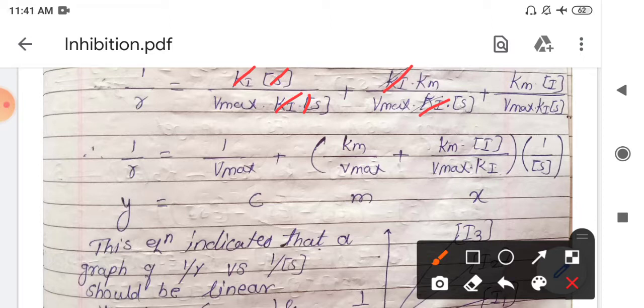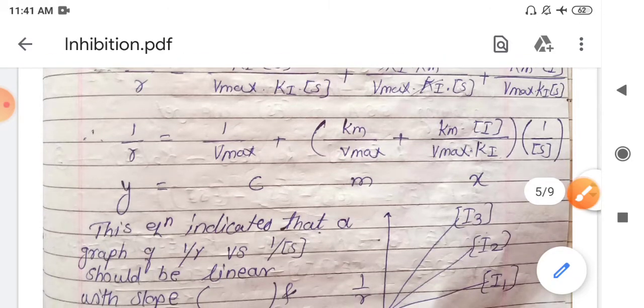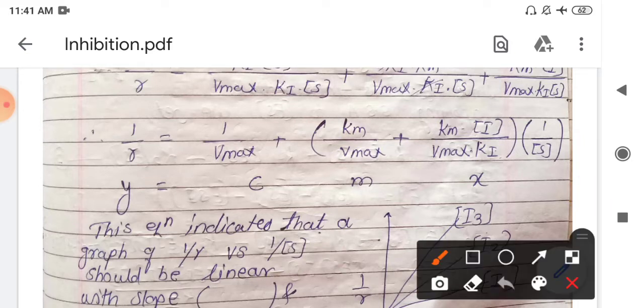So we are left with 1 upon Vmax, plus 1 upon S, which we have taken common, into Km upon Vmax plus Km upon Vmax into I upon Ki. So what was the standard equation of the double reciprocal plot, the Lineweaver-Burk plot? That was 1 upon R is equal to 1 upon Vmax plus Km upon Vmax into 1 by S. So that was our standard equation.